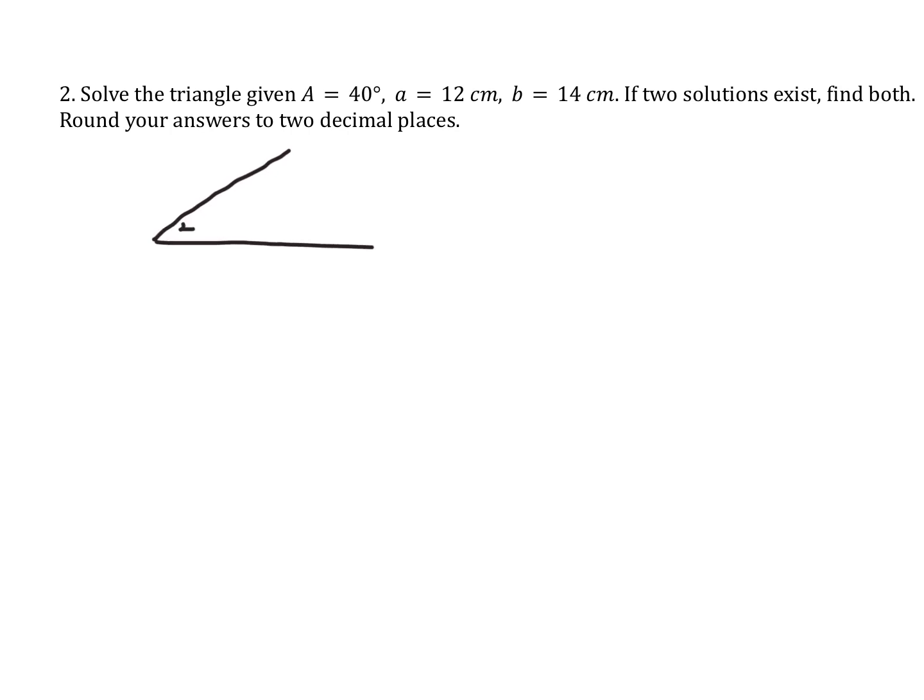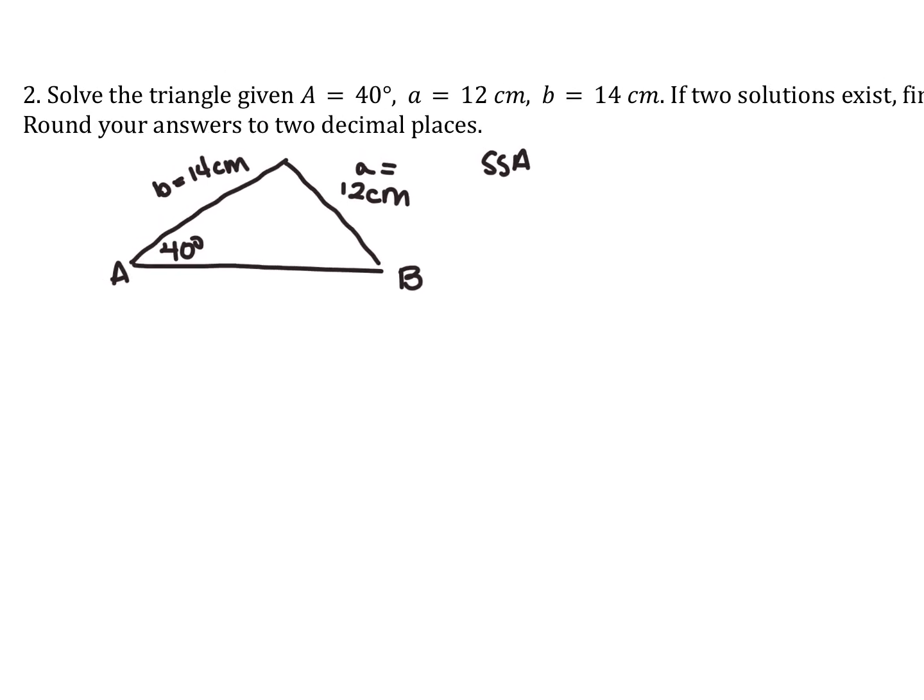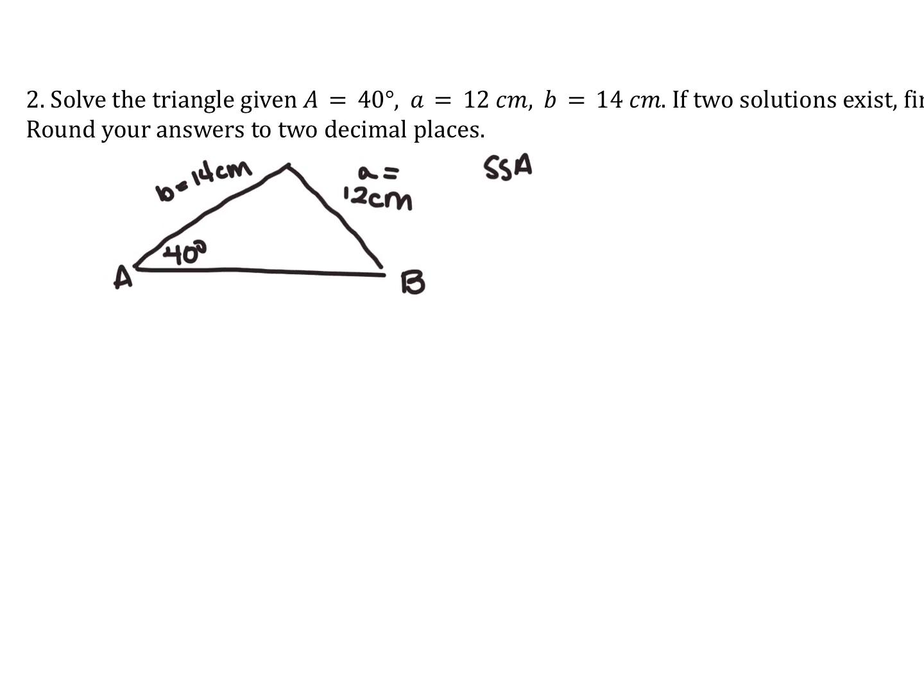So we have angle A, which is 40 degrees, and we have side A is 12 centimeters, and side B is 14 centimeters. So the kind of triangle we have is a side-side-angle, SSA. So when we have that, that's an ambiguous triangle. And so what we want to do is find the height of the triangle.